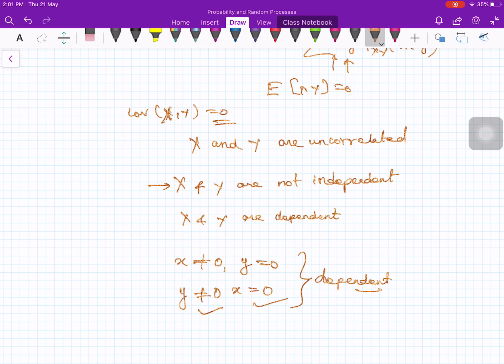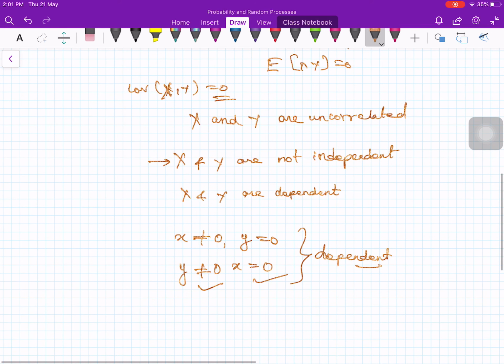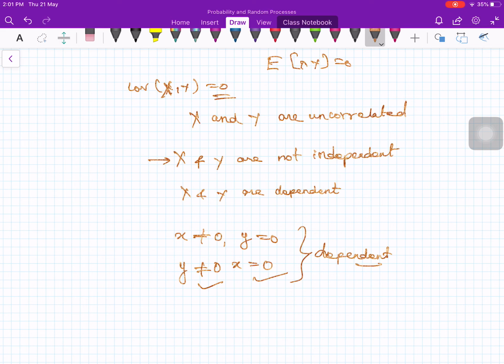Even though X and Y are dependent, the covariance is going to be 0 in this particular case. Therefore, we cannot say that if covariance is 0, the random variables are independent. As we have seen, if X and Y are independent, then the covariance of X and Y equals 0, but the converse is not true. Even though X and Y are dependent, the covariance can be 0. That is what we are trying to understand from this example.